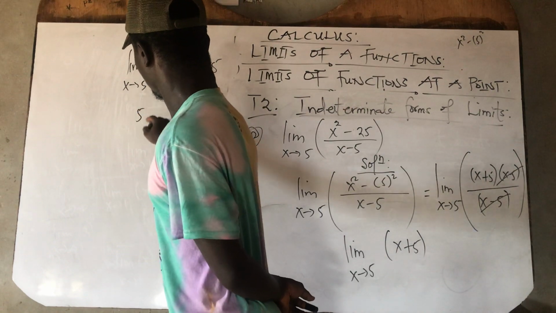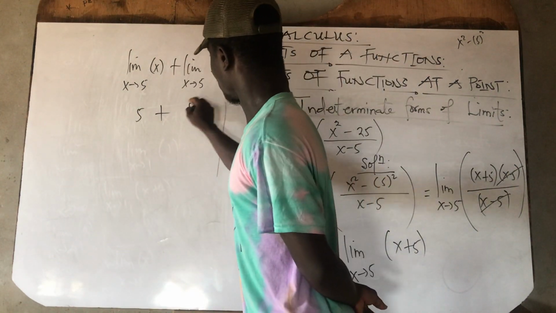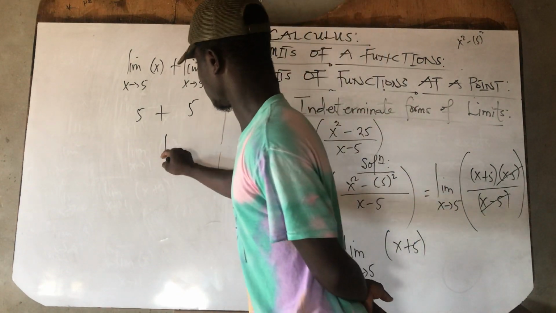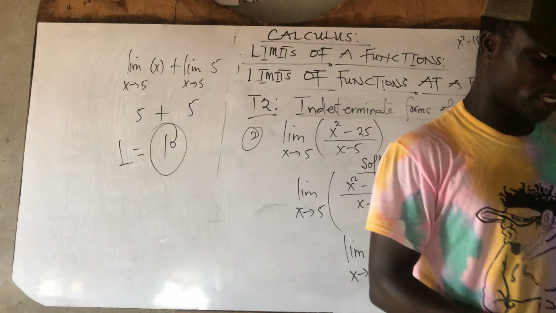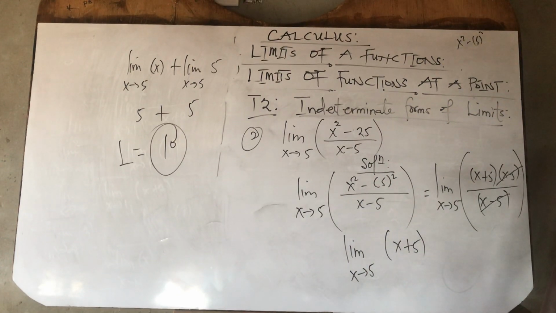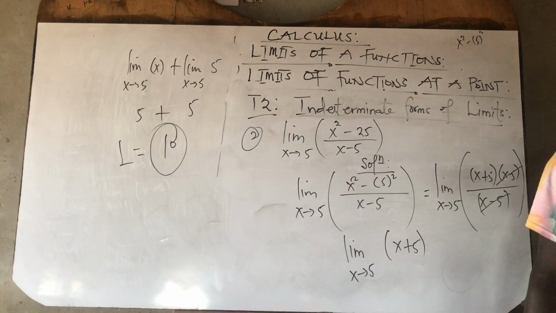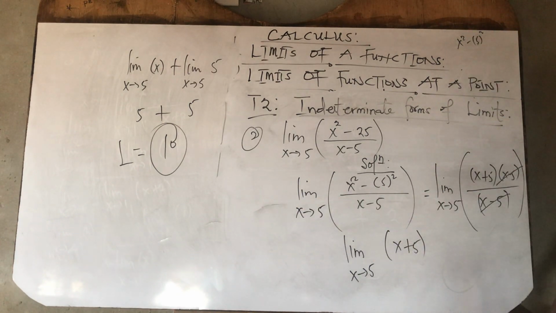So I get 5 plus, here the limit of a constant is the same constant, which is 5. So 5 plus 5 gives 10. So this is the limiting value. Alright, so that's the limiting value. So you can go to the check.